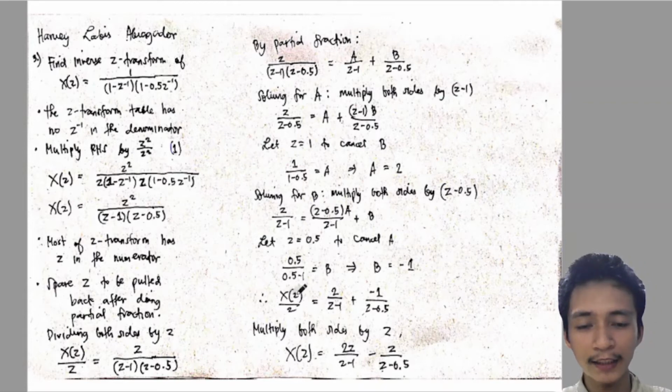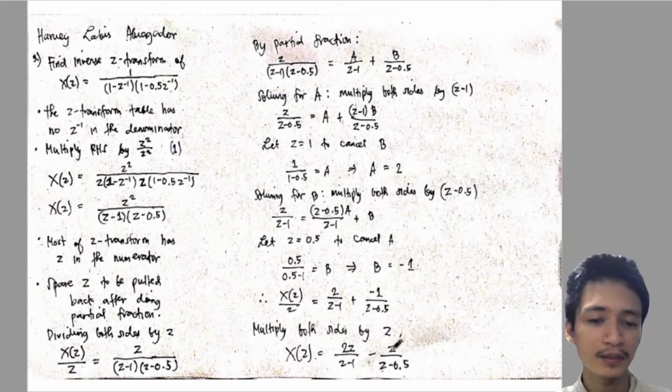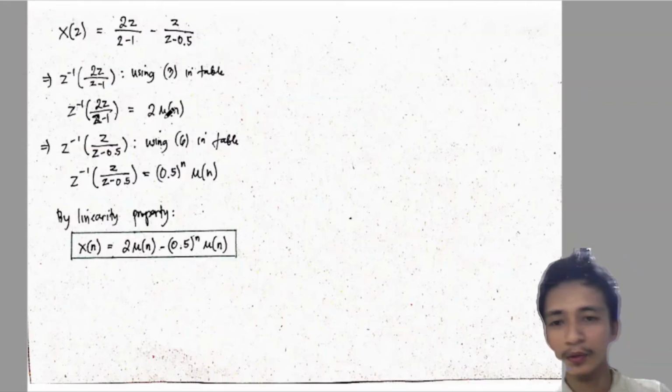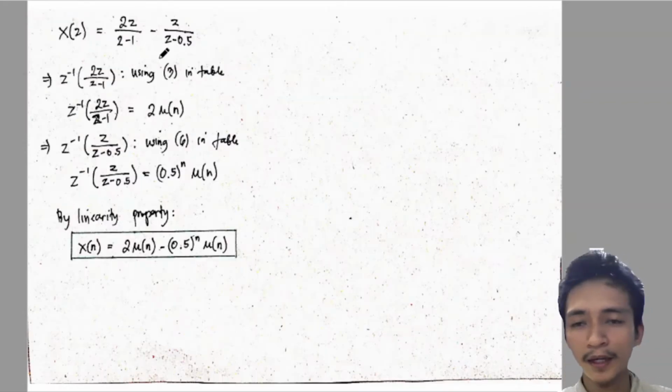Therefore, X of z over z can be written as 2 over z minus 1 plus negative 1 over z minus 0.5. Now, if we multiply both sides by z, we get X of z equals 2z over z minus 1 minus z over z minus 0.5. So using that result, we can now take the individual inverse of this one, this and this.